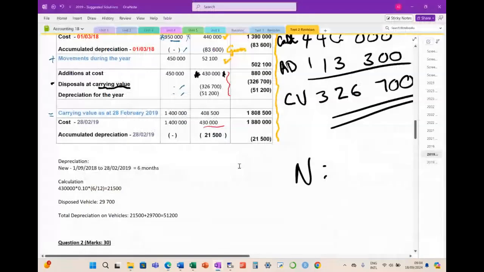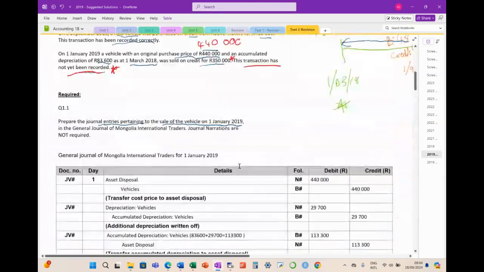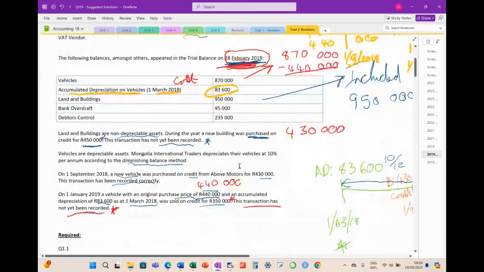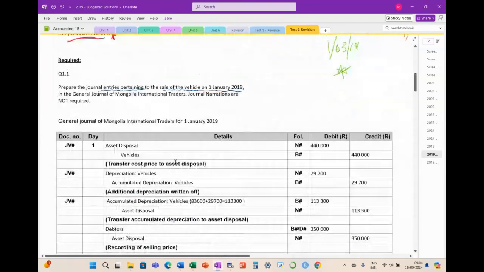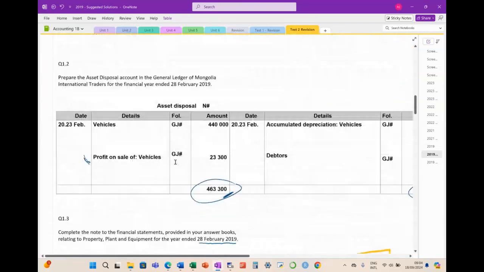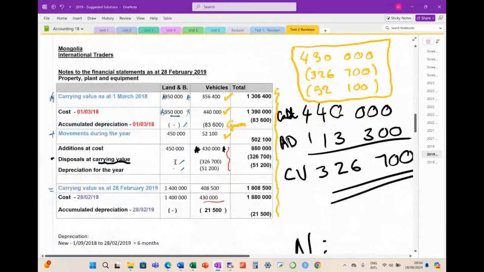Okay, so we are doing question paper test 2, 2019, right? So we just did question 1 in the last session, and there they asked us to do the general journal to record the disposal of an asset. Then they asked us to do the asset disposal account in the general ledger, and then they asked us to do the property, plant, and equipment note.